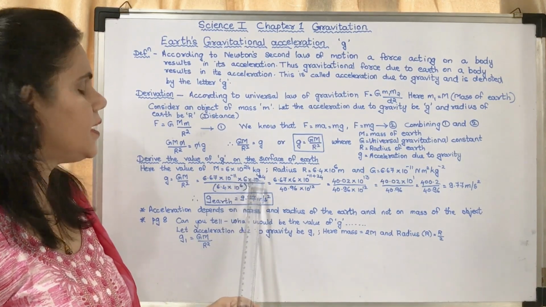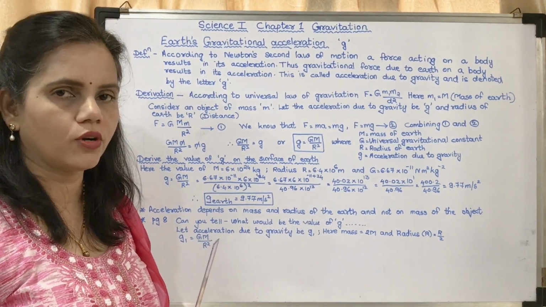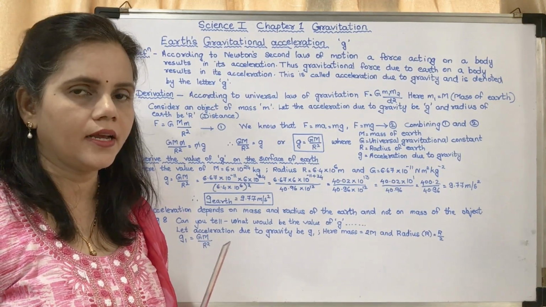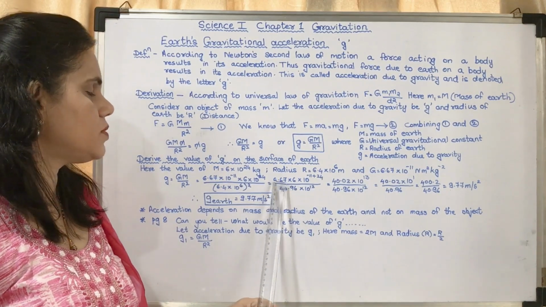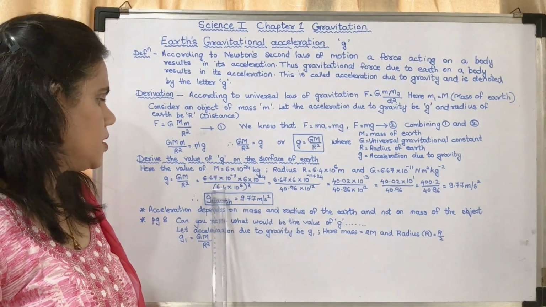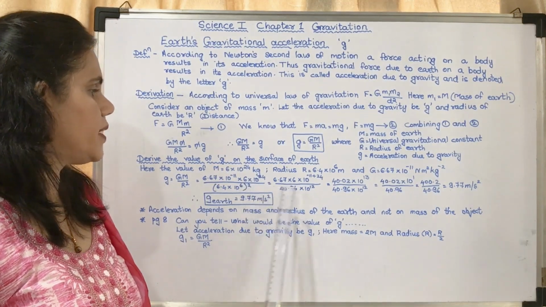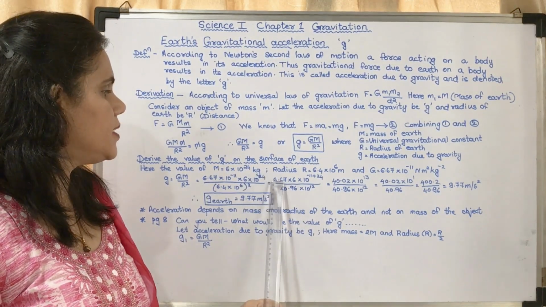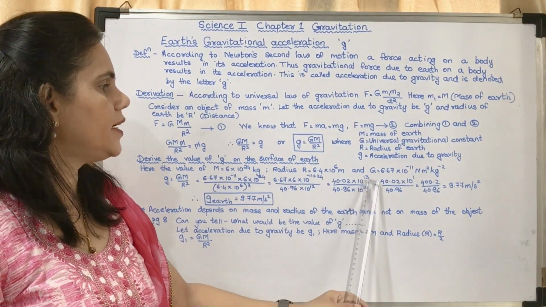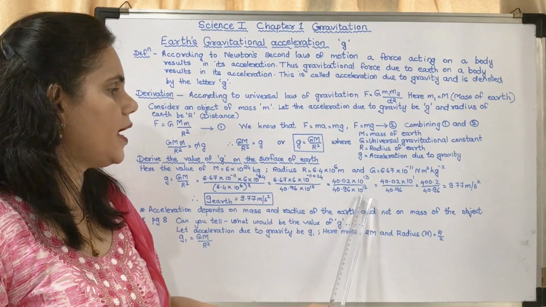10 raised to minus 11 into 10 raised to 24 is equal to 10 raised to minus 11 plus 24. Okay, a raised to m into a raised to n is a raised to m plus n by the law of indices. So it becomes 6.67 into 6 into 10 raised to minus 11 plus 24 upon 6.4 square, which is 40.96, and 10 raised to 6 whole square is 10 raised to 12. You will get this value as 40.02, into 10 raised to 13, and this value I have written as it is.